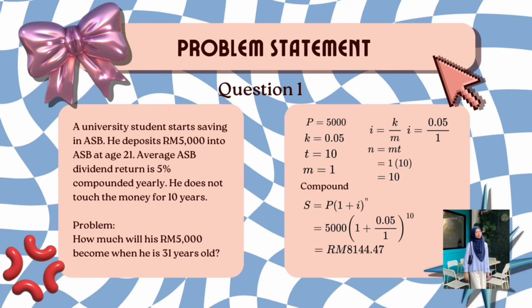Now we use the compound interest formula: S equals P open bracket 1 plus i close bracket to the power of n. We substitute the values in the formula, then we calculate all that. So we get the answer, which is 8,144.47 ringgit. Yeah, that's all.